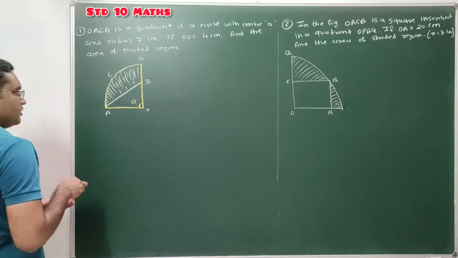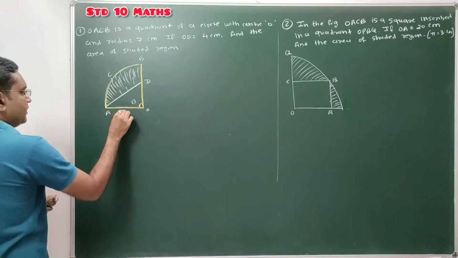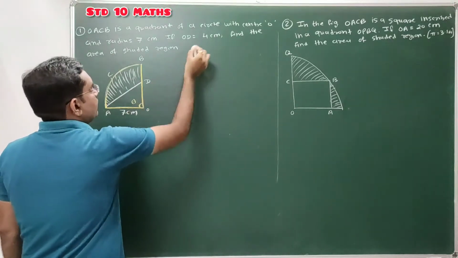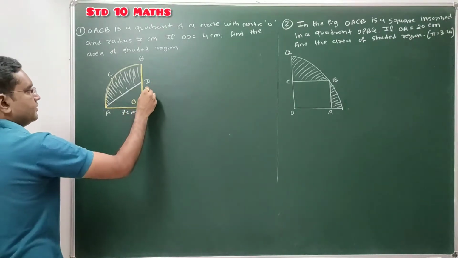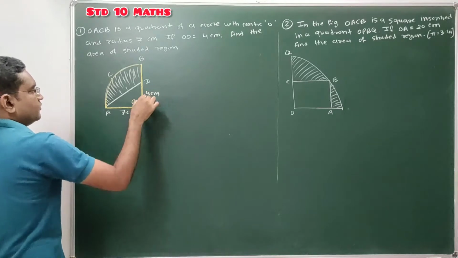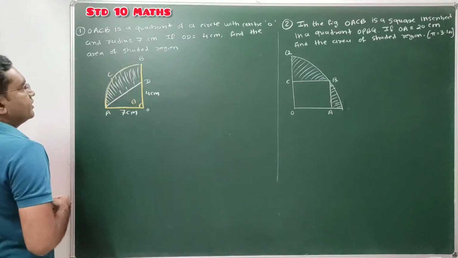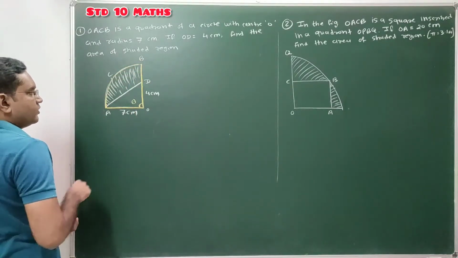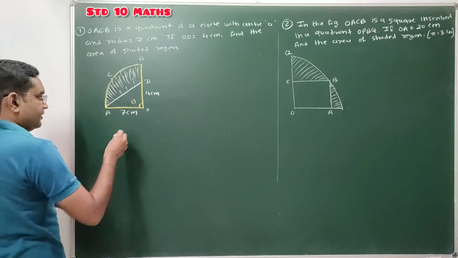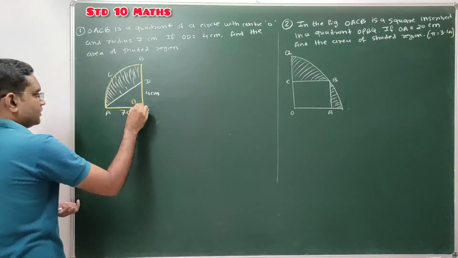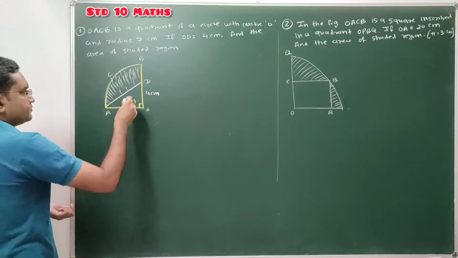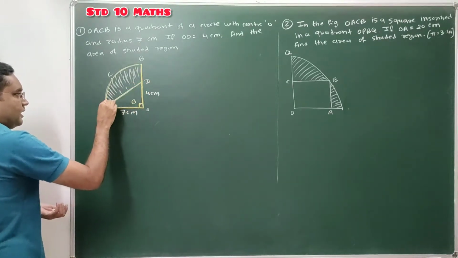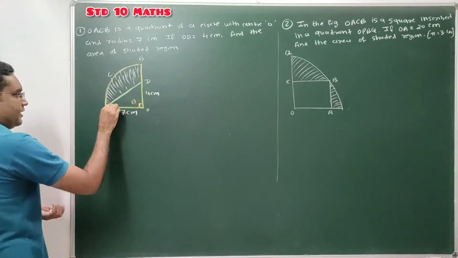So here the radius of this quadrant of circle is 7 centimeter, and if OD equal to 4 centimeter, this length is 4 centimeter, find the area of shaded region. You have to find the area of this shaded region. For the quadrant of circle, the central angle theta is 90 degree. So this is right angle, and this one is the hypotenuse of the right angle triangle. This is AD, which is the hypotenuse of the right angle triangle. So this one is a right angle triangle.